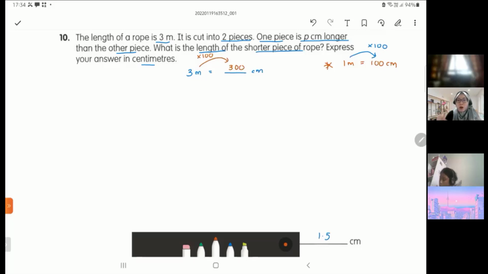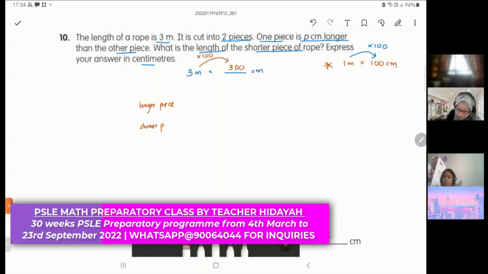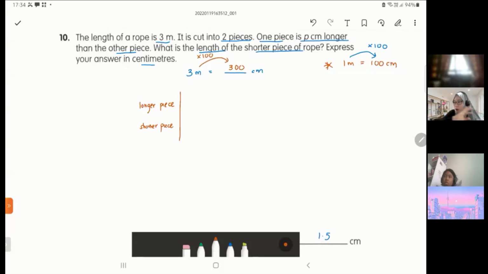Now, let's do the comparison. I know that I have a longer piece and a shorter piece. All right. So there's two. So I'm going to draw a model. Longer means it's longer lah. The model will be longer than my shorter. So let's say my longer is like that. And then my shorter is something like this. Okay. And my total is 300 cm.